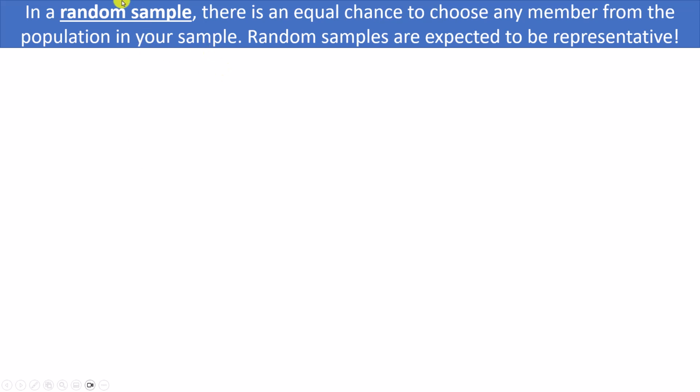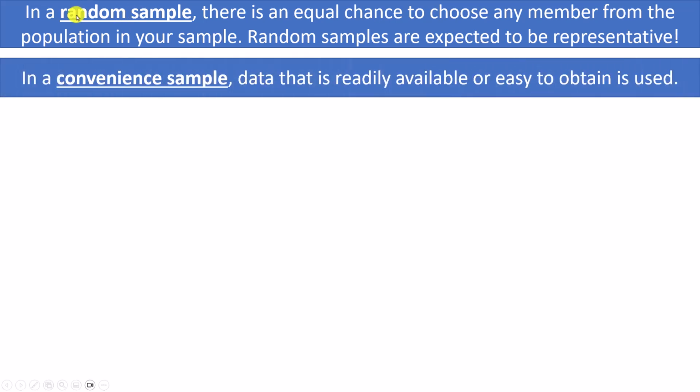In many cases, it's going to be unrealistic to get a random sample. It's very difficult to even know where all those individuals are or how to contact every single person in the population. So in many cases, you might have some sort of convenience sample. A convenience sample just says, don't go out there and put all this effort forward to try to get an equal chance to choose everyone to get a random sample. Just use the data that's readily available or easy to obtain. And sometimes that can be sufficient.